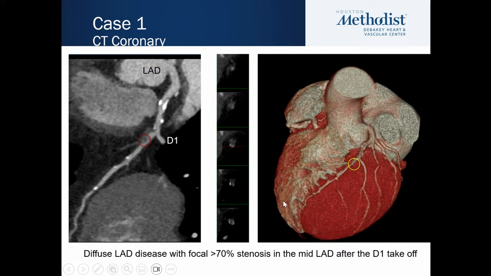So what we ended up calling this particular CTA, for this particular LAD, was diffuse LAD disease with about a focal 70% stenosis in the mid LAD right after the D1 takeoff. We also found disease in the RCA, but again, this was moderate, non-obstructive disease.